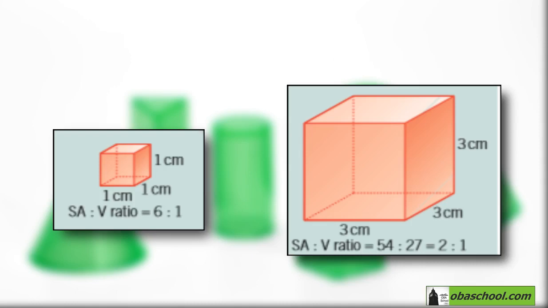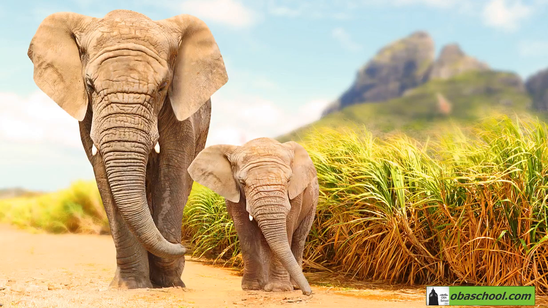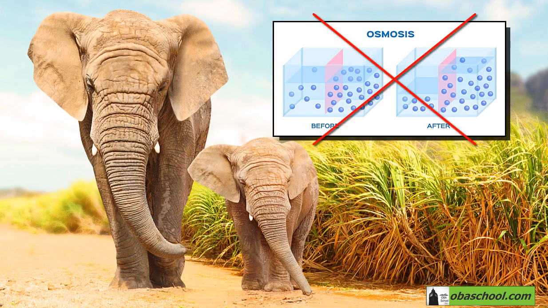And this applies to living organisms as well. As organisms become larger and more complex, their surface area to volume ratio decreases. And this makes it increasingly difficult to exchange materials quickly enough with the outside world. Diffusion, osmosis, and active transport are no longer enough to exchange materials.